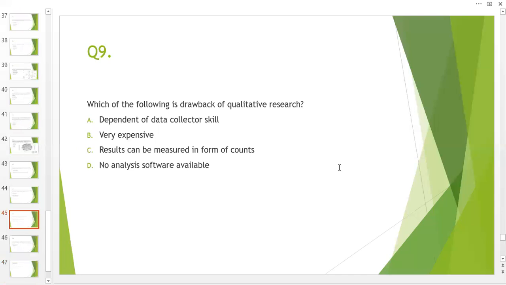Which of the following is a drawback of qualitative research? A. Yes, the correct answer is A. It is dependent upon the data collector's skill. An expert data collector is going to collect data in a more in-depth way, whereas a data collector who is not as good at collecting data may not get the in-depth perspective about the topic.